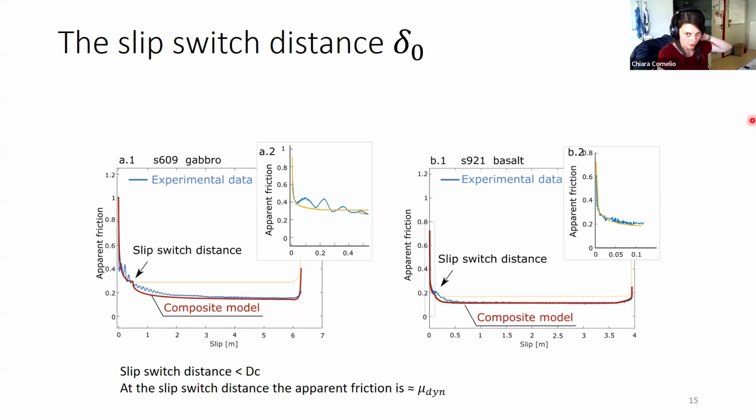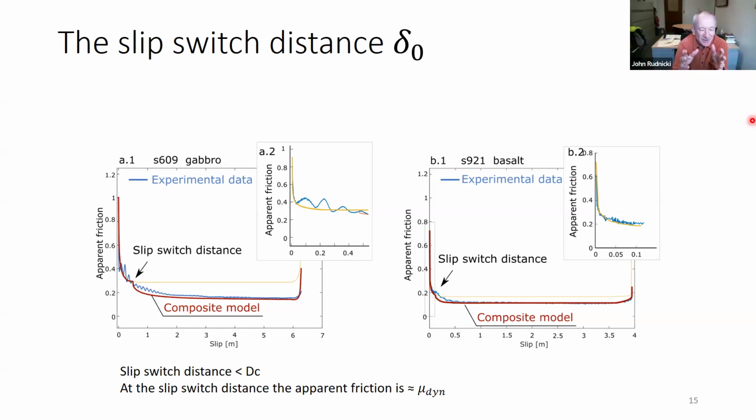Yeah, thank you for the suggestion. I know that there are already some rate and state friction laws that take into account, for example, the change in normal stress or the change in temperature. I really would like to try to understand if we can implement also this change in some of the features that we observe in the lab.